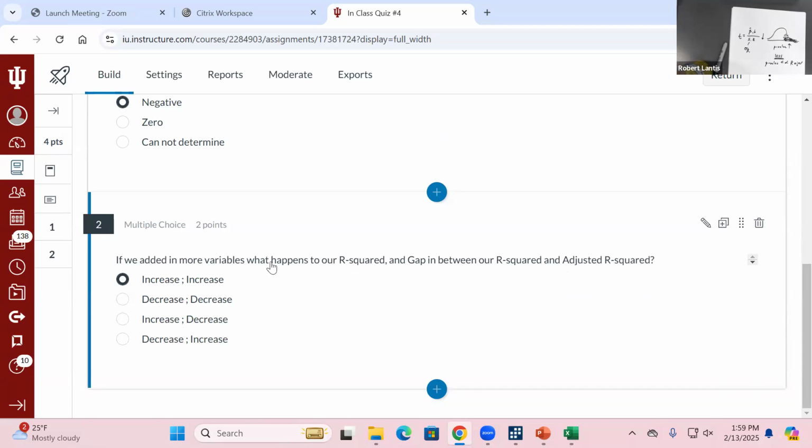Our actual R squared, as we just throw more variables in there, what's going to happen to it? Definitely goes up. But our adjusted R squared, we just said, gets over-penalized, so it's going to get lower and lower. So that gap between the R squared and the adjusted R squared should do what? The R squared stays the same. The adjusted R squared is getting penalized more and more, so it's getting closer and closer to 0. So that gap between the two should be wider, or increasing. So that's why the answer there would be increase.